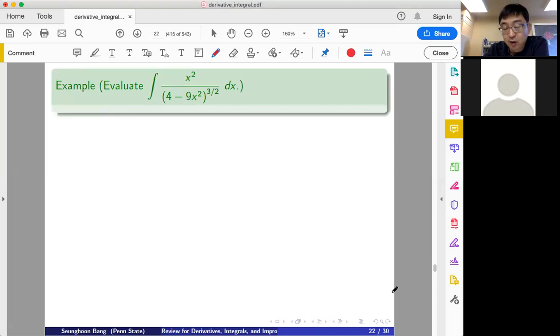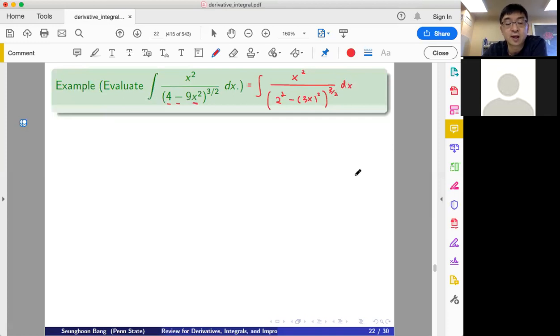This one, you have to use trigonometric substitution, because we have here the constant minus x squared form. How can you change 9x squared? This is better, change it like this: x squared over, so what's that? The 4 is 2 squared minus 9x squared is 3x squared, to the power 3/2.